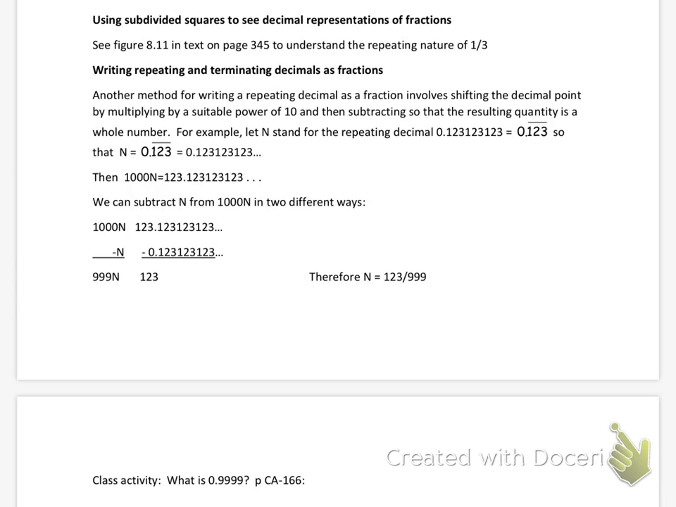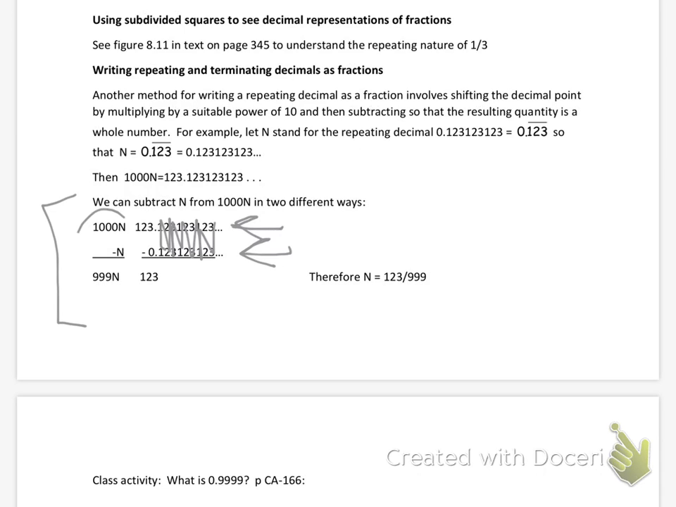Okay, this page is a rather important page because it demonstrates how to write a repeating decimal as a fraction. So we're using n equals 0.123 bar notation as our example. So we can see that if we set up our problem here, we can subtract n from 1000n in this method. So if you say 1000n, that's what you get. If you subtract n from it, look what drops out. The repeating decimal section drops out.